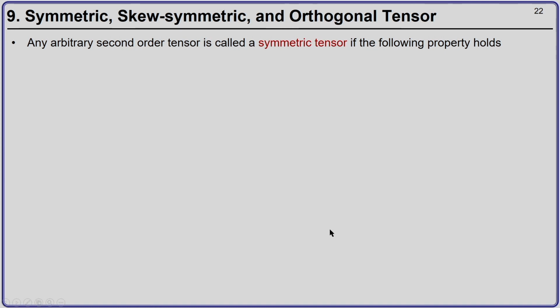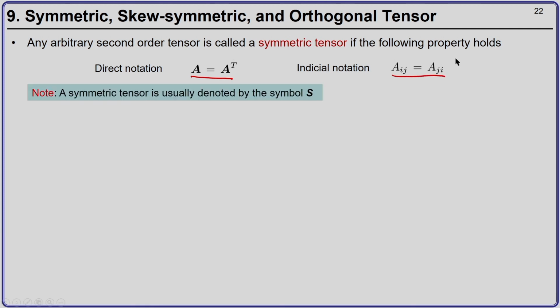Some other important class of tensors are called symmetric tensors. So, what is a symmetric tensor? A symmetric tensor A is one where A is equal to A transpose. In indicial notation we can write A i j is A j i. A symmetric tensor usually is denoted by symbol S.